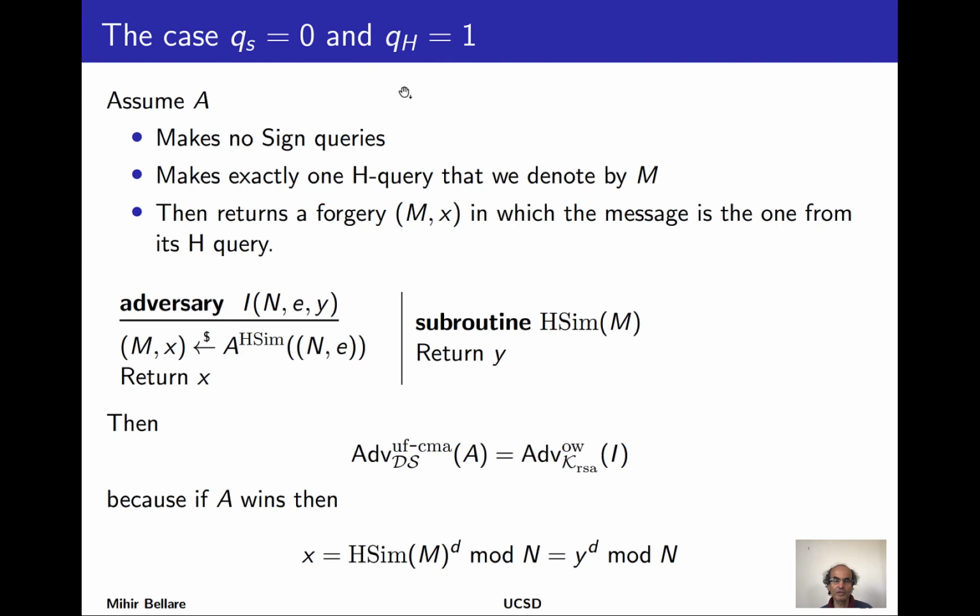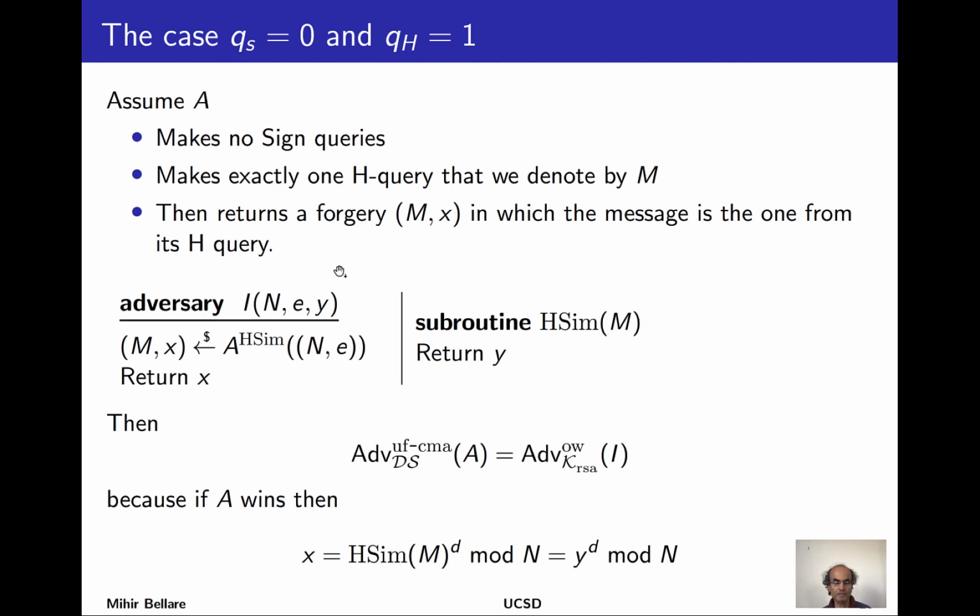The adversary also is allowed to make some number QH of queries to its random oracle H. But I'll assume it makes only one such query, and I'll just denote that query by M. Finally, the adversary is supposed to return a forgery consisting of a message and a candidate signature, and it wins if they match up. So I'm going to assume that the message in the forgery was in fact the one that was in the hash query. Now this is not much of an assumption. The adversary has pretty much no chance of winning unless it does query its forgery message to H. But in any case, to make it clear, I will explicitly assume that.